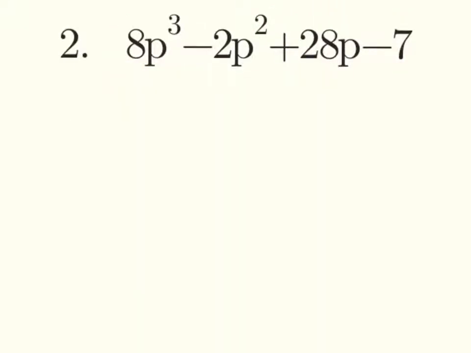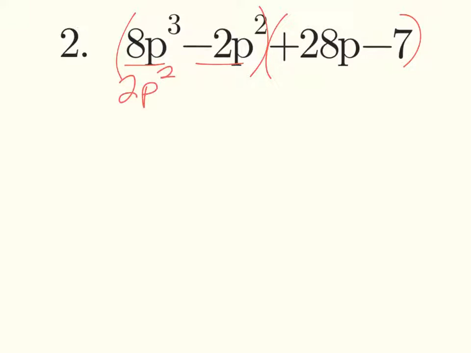Our second problem, 8p cubed minus 2p squared, positive 28p minus 7. Okay, again, I'm just going to put 2 sets of parentheses. Just going to do it like so. Make 2 individual problems, and let's figure out what the GCF of each part is. 8p cubed minus 2p squared. It looks like I can take a 2p squared out.